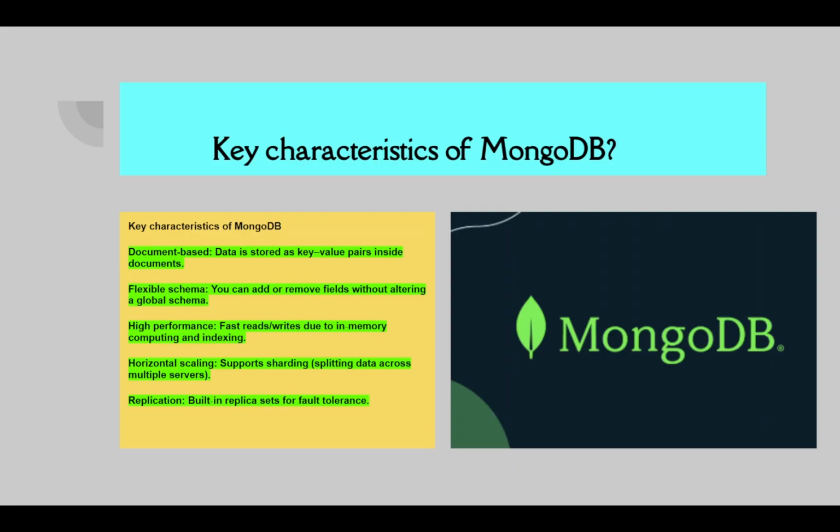And high performance, like fast reads and writes due to in-memory computing and indexing. Indexing is one of the key features of MongoDB. We will discuss more about it. And horizontal scaling, which supports sharding, splitting data across multiple servers. So a document can be horizontally scaled. That is one of the key features. We will discuss that later. And replication, with built-in replica sets for fault tolerance. So these are the fundamentals and key characteristics of MongoDB.